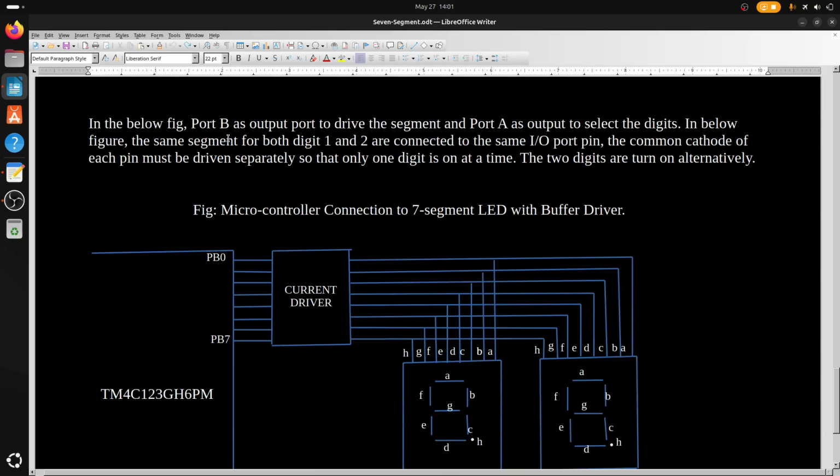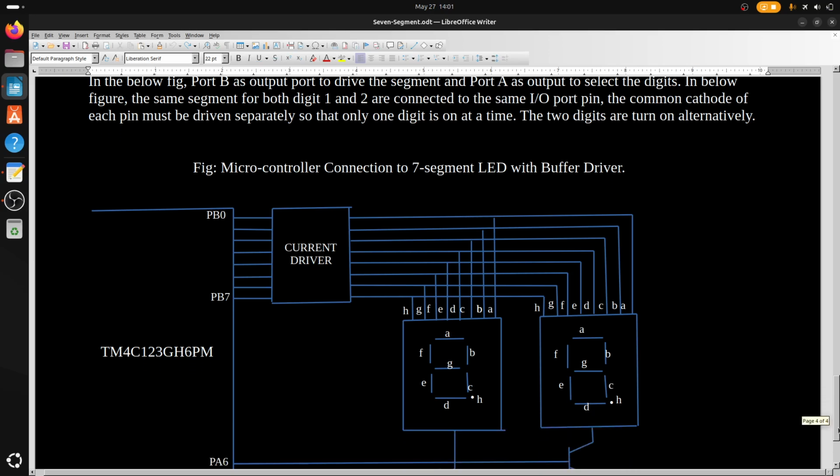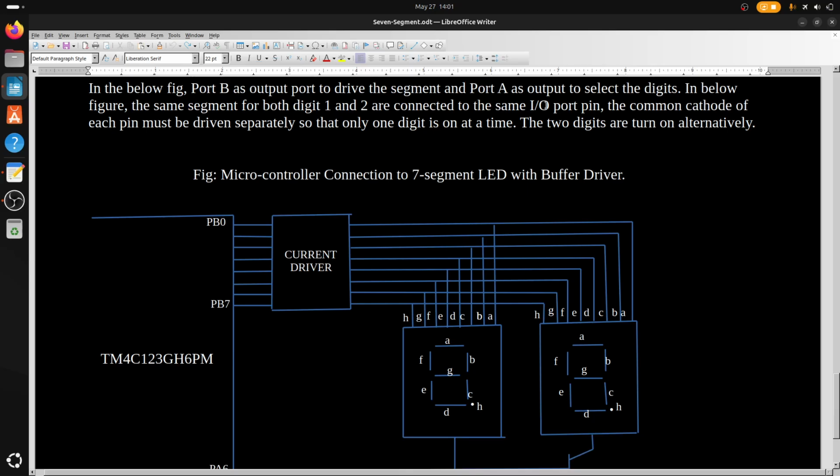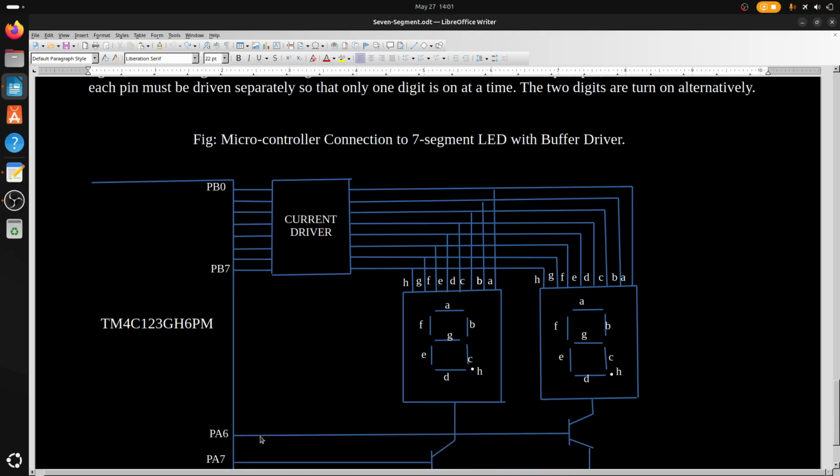Port B is used as an output port to drive the segments. Port B is an output port, because this is the output section of the microcontroller, and this one is the input section of the microcontroller. So port B is an output port to drive the 7 segments. And port A is used as output to select the digit. Port A is here to select the digit in the zeros place or in the ones place.